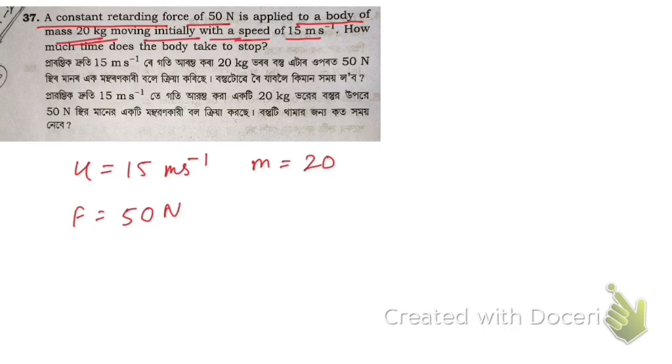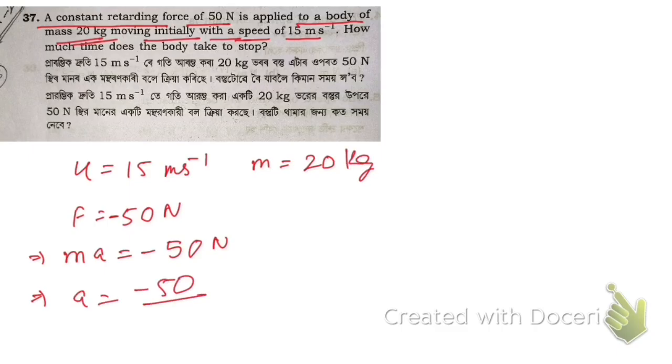So first let me write here minus, because it is retarding force, and we know F equal to ma. So let's find the acceleration first. So acceleration will be equal to minus 50 by m, m is 20 kg here. Acceleration should be in meter per second square. So that's getting minus 2.5 meter per second square, right? So now let us find the time. How long will it take to stop?